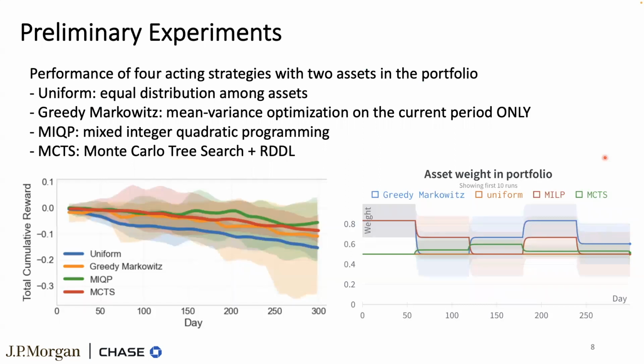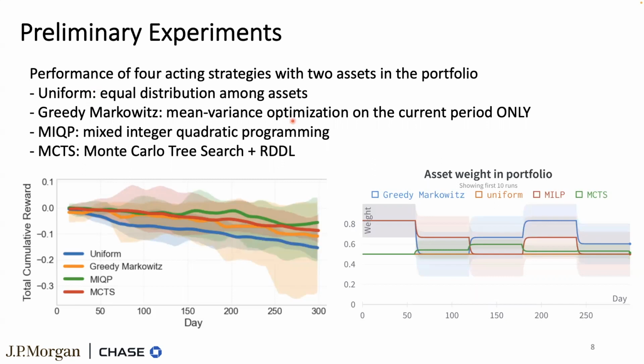So now that we have our RDDL model, we did a set of preliminary experiments where we compare 4 different acting strategies with 2 assets in the portfolio. The 4 strategies that we are comparing are the uniform, the greedy Markowitz, the mixed integer quadratic programming, and the Monte Carlo tree search, which uses the RDDL model. The uniform strategy equally distributes the portfolio among the assets. The greedy Markowitz does mean variance optimization only for the current period. So whenever you are at a particular period, it would do mean variance optimization in that period only.